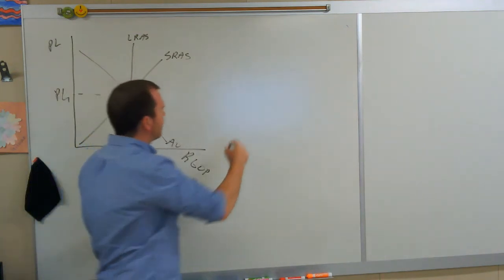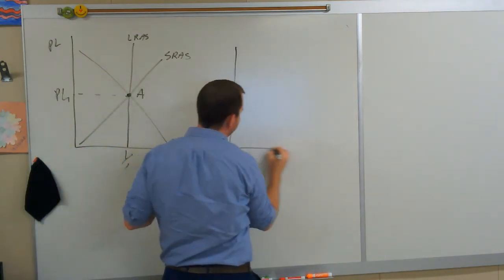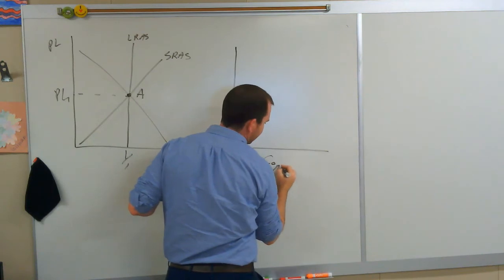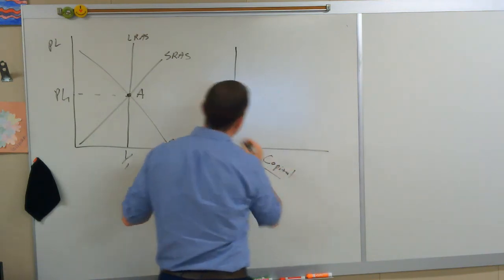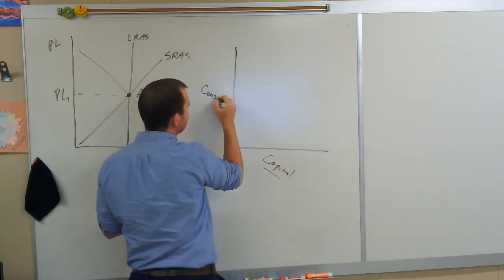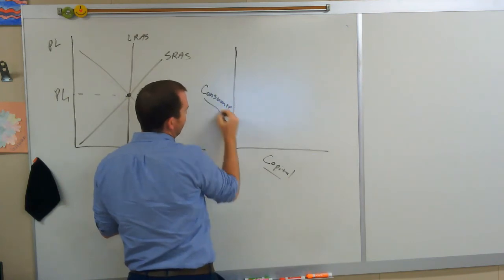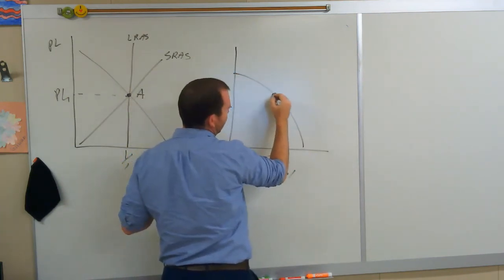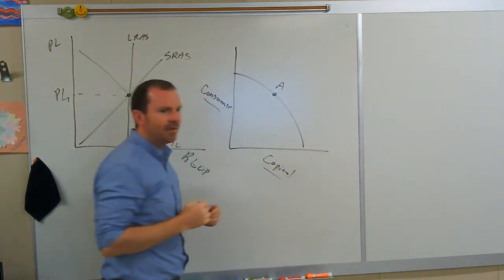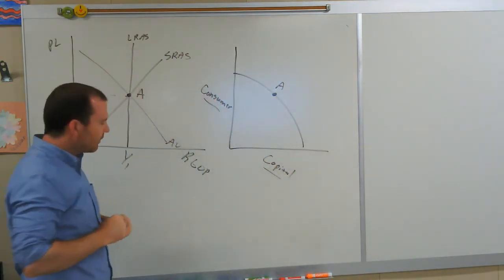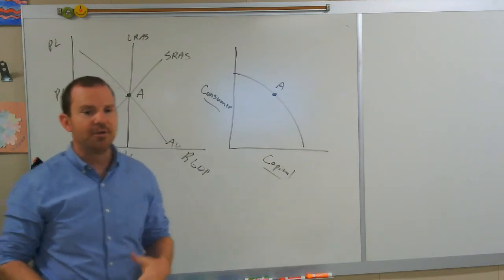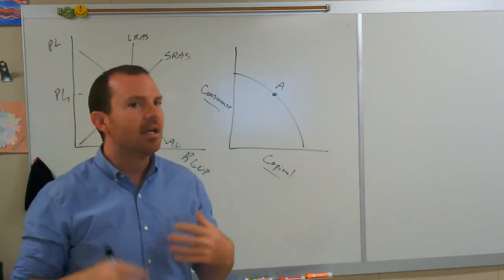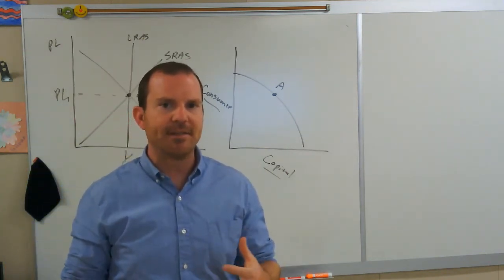Okay, if I was going to draw this on a production possibilities curve with capital goods and consumer goods, our point A would be somewhere on the curve. Anywhere on the curve is totally fine. Now, here's another scenario for you. Write this scenario down, because I want you to be able to look at some specific examples.